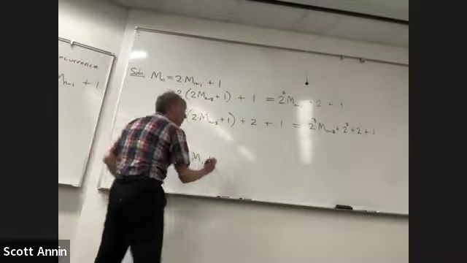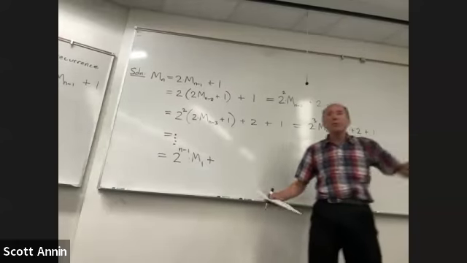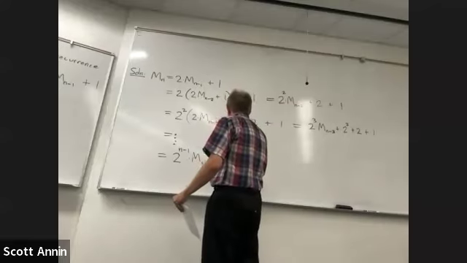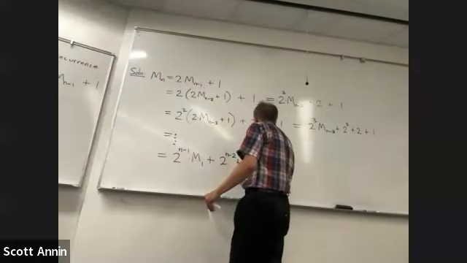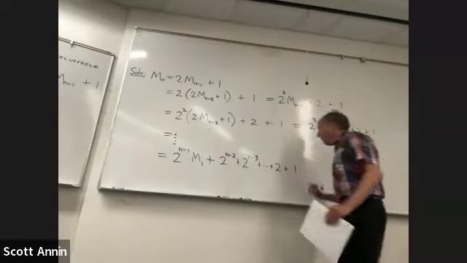And then what we see going on to the right are just the lower powers of 2 being added together, right? So 2 to the n minus 2 plus 2 to the n minus 3 plus dot dot dot plus 2 plus 1.